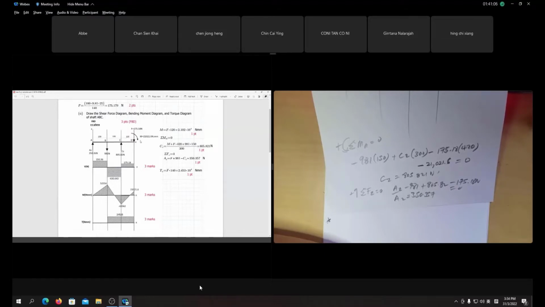Because we have external moment. Tengok bila you go here, memang you tak dapat zero moment. Because why? Kita cancel out by external moment. Clear tak kelas? Kelas, are you with me?